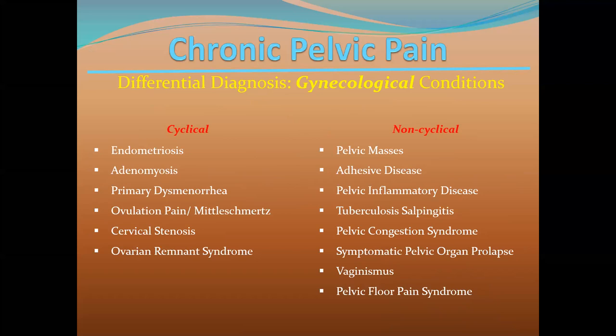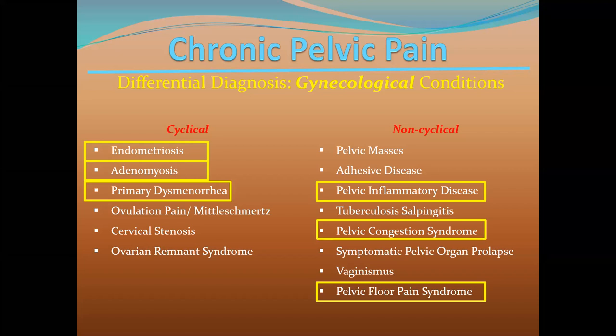Then again, gynecologically, you categorize it as cyclical pain or non-cyclical. The cyclical causes are endometriosis, adenomyosis, primary dysmenorrhea, ovulation pain, mittelschmerz pain, cervical stenosis, ovarian remnant syndrome. Non-cyclical: pelvic mass, adhesive disease, pelvic inflammatory disease, tuberculous salpingitis, pelvic congestion syndrome, symptomatic pelvic organ prolapse, vaginismus, and pelvic floor pain symptoms. So cyclical: endometriosis, adenomyosis, and primary dysmenorrhea. And non-cyclical: pelvic inflammatory disease, tuberculous salpingitis, pelvic congestion syndrome, and pelvic floor pain symptoms.